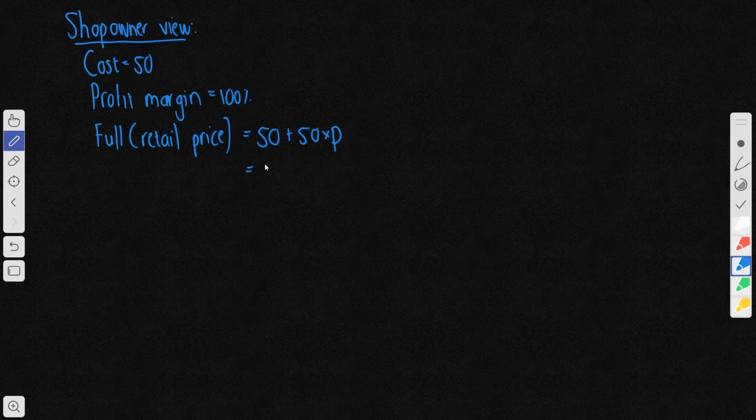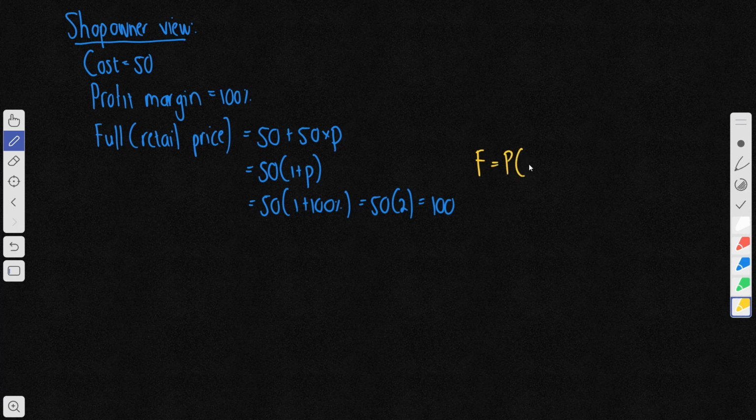We can rework this by taking out 50 as a common factor, and that leaves us with the following equation. If we substitute P for its value, which is just 100% in this particular example, this is equal to 50 multiplied by 2, which is just $100. This formula is exactly the same as the future value formula, P times 1 plus i, except that we are using the profit margin in this specific scenario instead of the interest rate.